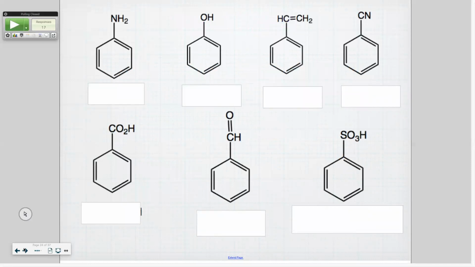What's that one? Anybody know? It looks like aminobenzene. It's aniline. Now you should know this one because we talked about it. Phenol. Do you know this one? You used it in lab. Does that ring a bell to anybody looking at that structure?